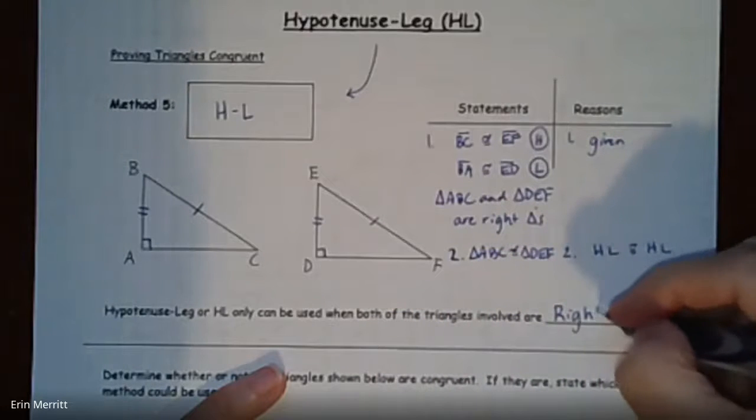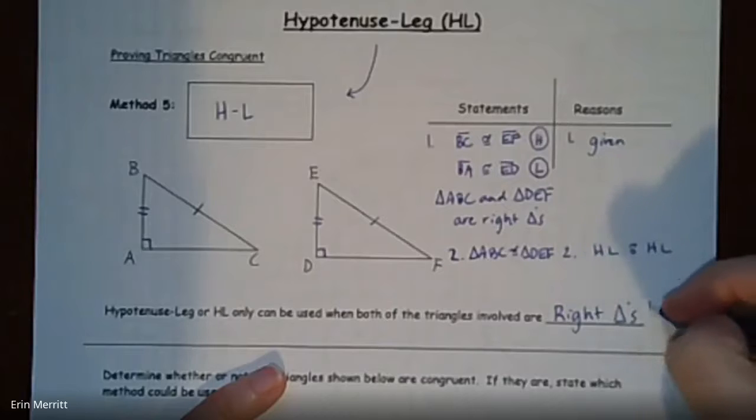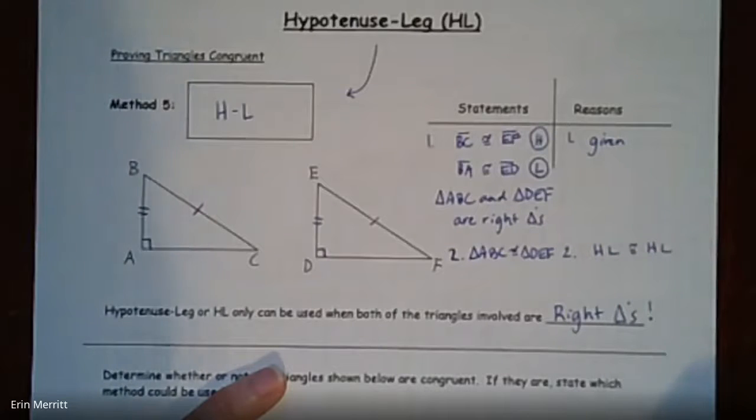That's sort of that third key step that you need. Once we could say this, then we'd be able to say that triangle ABC is congruent to triangle DEF, and our reason would be that the hypotenuse and leg of one are congruent to the hypotenuse and leg of the other. Right? So down here, when it says HL can only be used when both of the triangles involved are right triangles. Super, super, super important here.